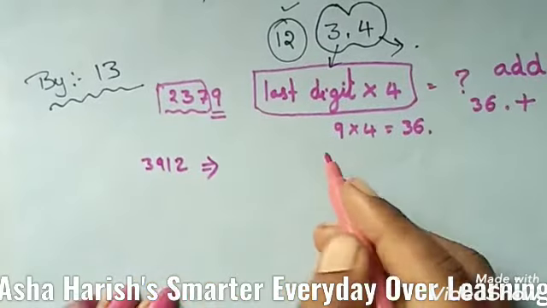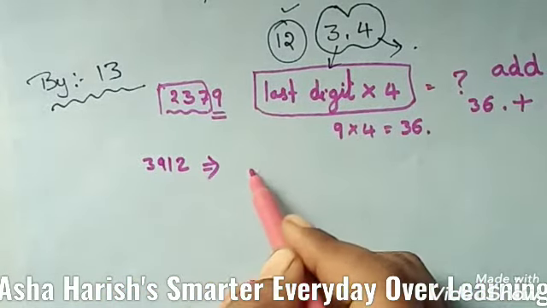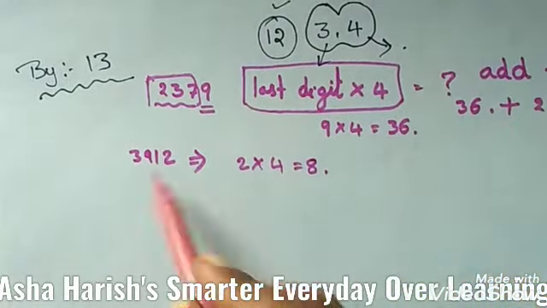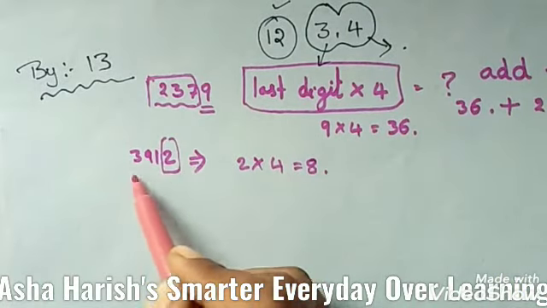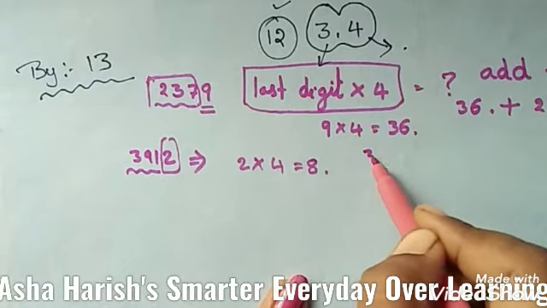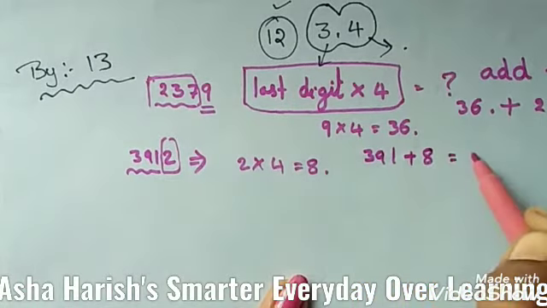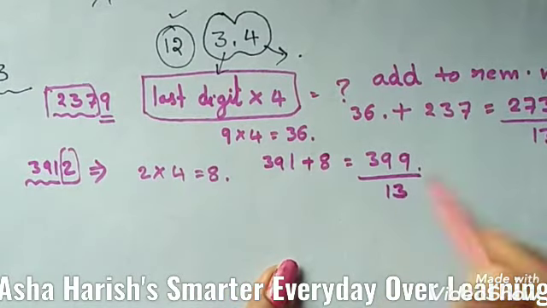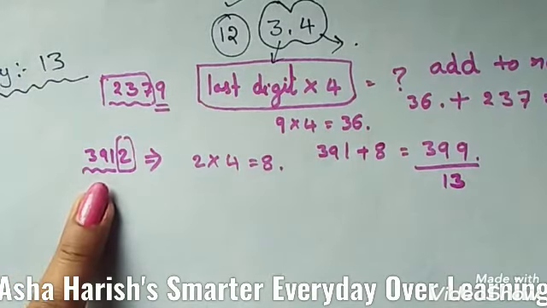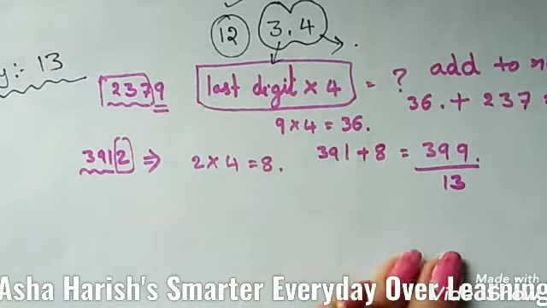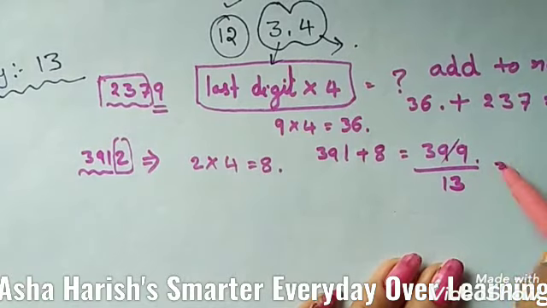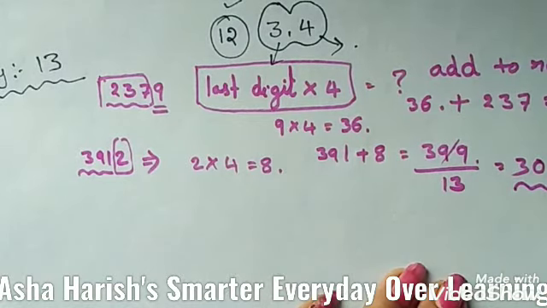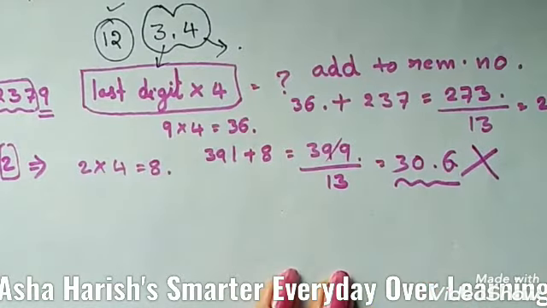Now if you take the next example, 3912. Here also same. The last unit digit is 2. 2 into 4, that is 8. You can add this number to the remaining, what you left here, remaining 391. So 391 plus 8, that is 399. If this 399 is divisible by 13, then you can say this entire number is divisible by 13. If not, it is not divisible. Okay, let us see now. 3 times and a remainder. So students, this number is not divisible by 13.